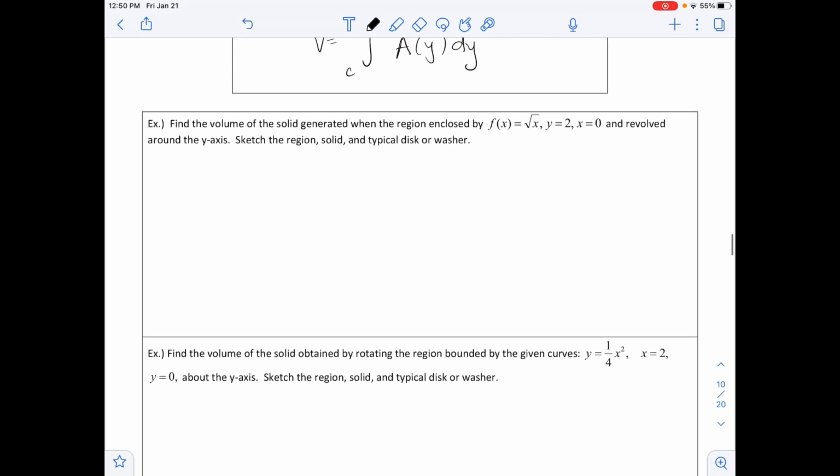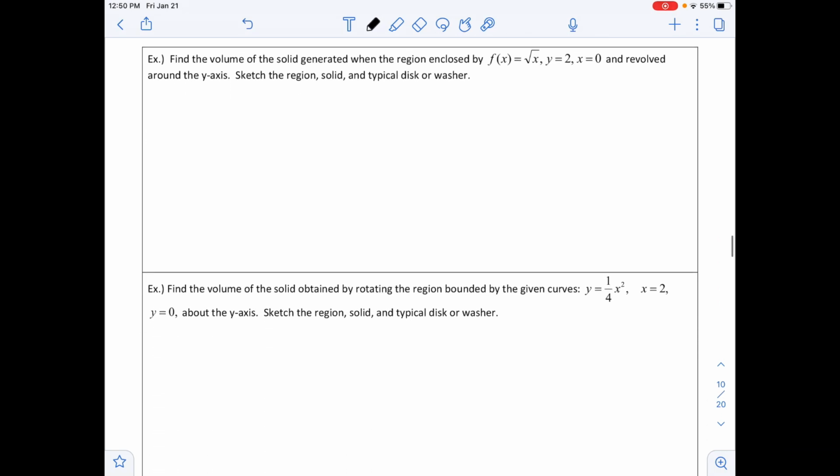So right below this, we have another example. This is find the volume of the solid generated by the region enclosed by f of x equals the square root of x, y equals 2, x equals 0, and revolved around the y-axis. Sketch the region, solid, and typical disk or washer. First thing that we need to do is sketch this.